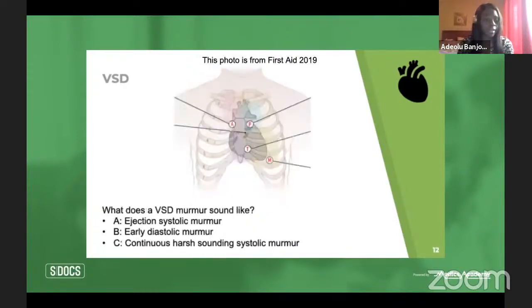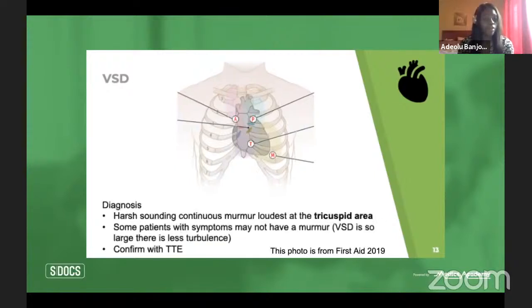So to diagnose a VSD, for that question, the answer is going to be C. You're going to have a continuous, harsh sounding systolic murmur, and it's going to be loudest at the tricuspid area.